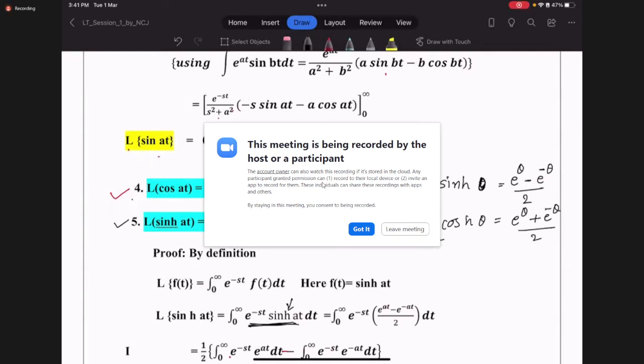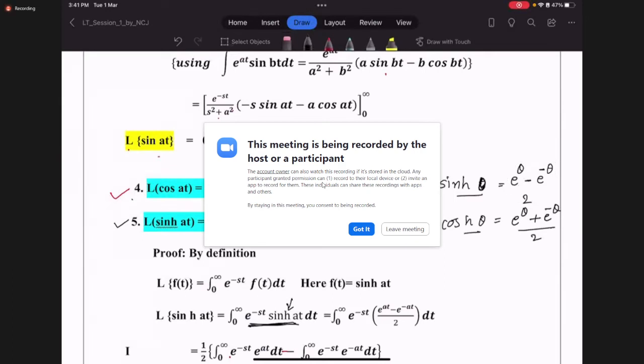Now remember, whenever you have the Laplace of a hyperbolic function, use this. Why? Because you have Laplace for e raised to at. Then you can apply Laplace over here, apply Laplace over here and then subtract it. Done with this. Understood?